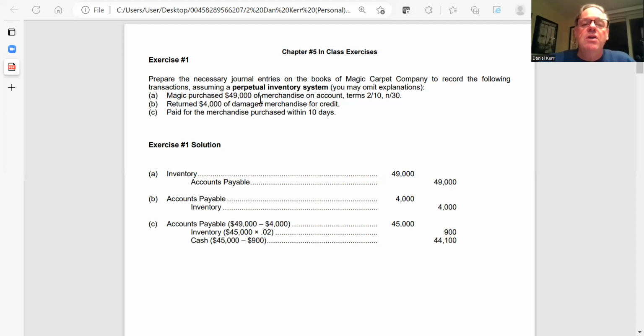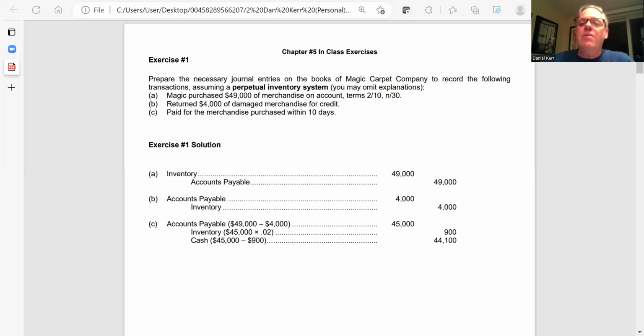So it's perpetual. So you purchase $49,000 worth of merchandise on account. So that's transaction A. In a perpetual system, when you purchase merchandise on account, the account you debit is inventory, and you purchase it on account. So it's a debit to inventory and a credit to accounts payable.